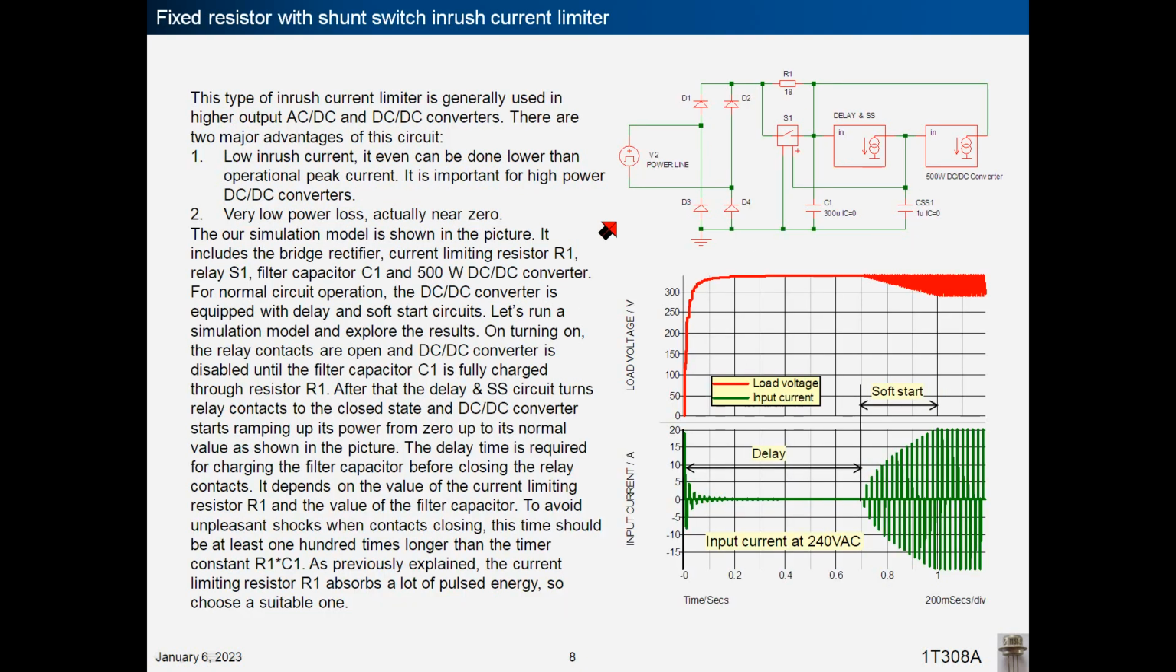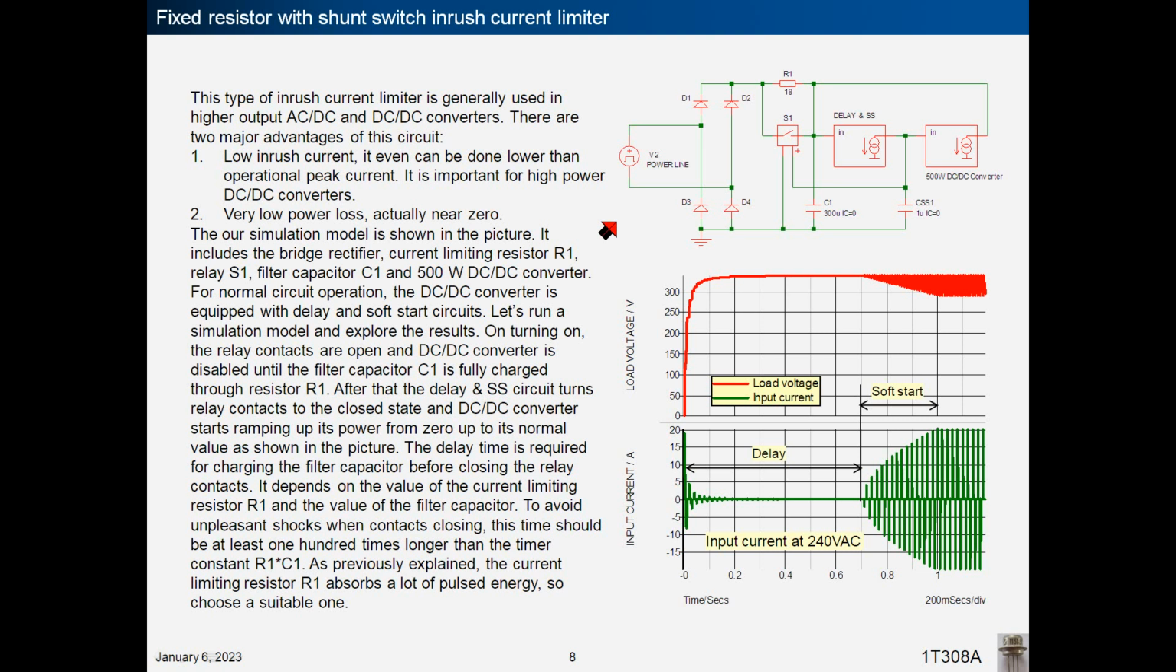Fixed resistor with shunt switch inrush current limiter. This type of inrush current limiter is generally used in higher output AC-DC and DC-DC converters. There are two major advantages of this circuit. Low inrush current, it even can be done lower than operational peak current. It is important for higher power DC-DC converters. Very low power loss, actually near zero.